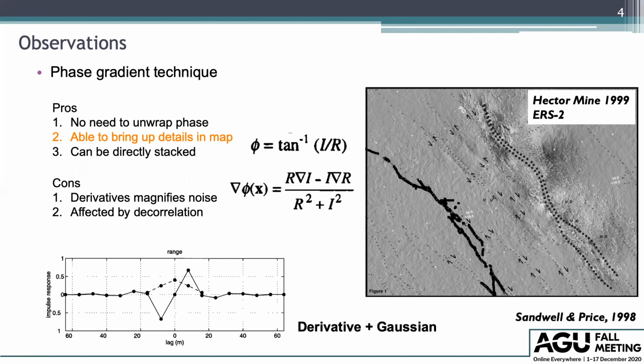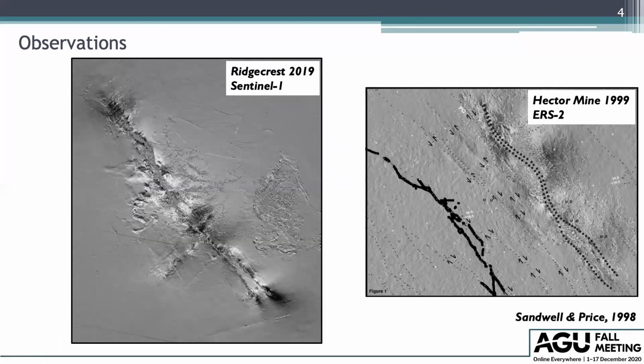And the cons are, when you are taking the derivative, you are essentially magnifying noise. And because it's magnifying noise, any type of decorrelation will be a big problem. This is why when we are computing phase gradient, we combine a derivative and a Gaussian filter. But still, when you are looking at the map on the right, it is a bit noisy. And 20 years later, we have Sentinel-1, where data are much improved.